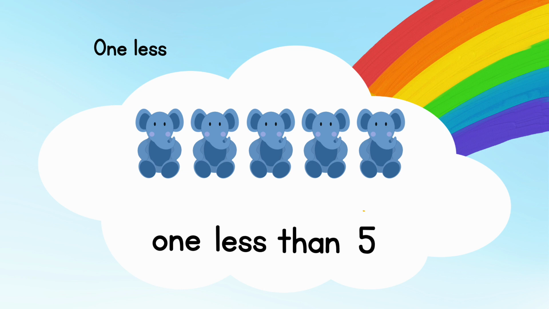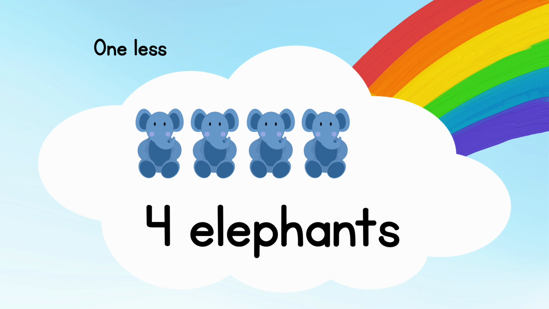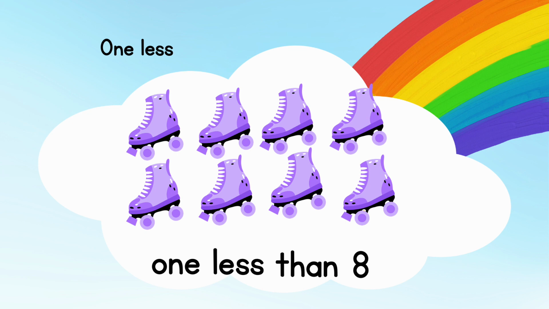5 elephants. Let's count them. 1, 2, 3, 4, 5. 1 less than 5 is, let's take 1 away. 1 less than 5 is 4 elephants. Let's check it. 1, 2, 3, 4. 1 less than 5 is 4 elephants.